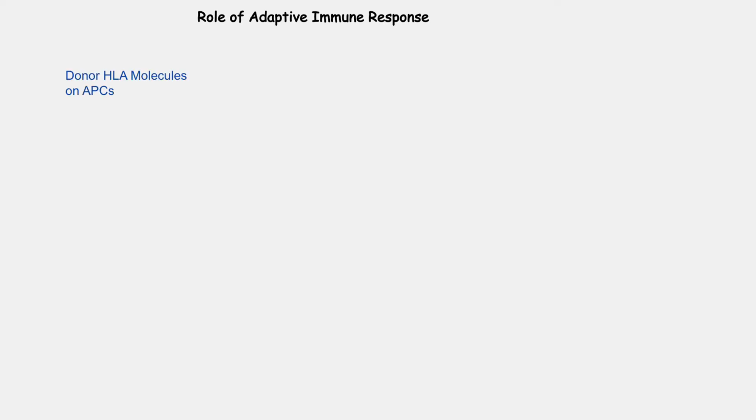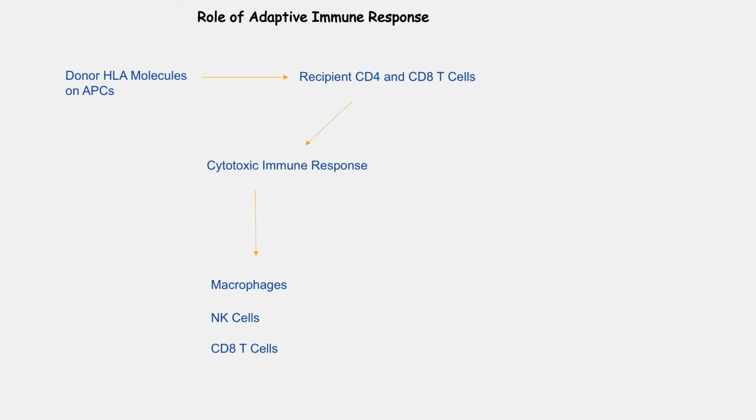In lymph nodes, donor dendritic cells interact with recipient CD4 and CD8 T cells. Recipient T cells recognize donor HLA molecules or peptides derived from donor HLA molecules as foreign antigens. This can result in activation of adaptive immune response. The immune response can be cytotoxic or cell-mediated in nature, which results in activation of cytotoxic cells like macrophages, natural killer cells, and CD8 T cells.